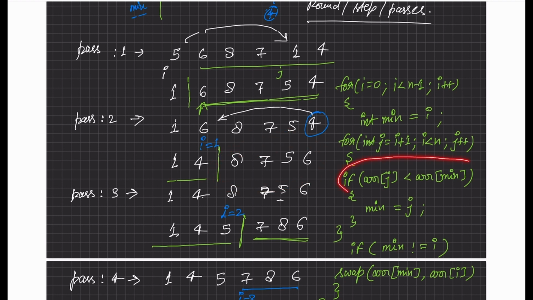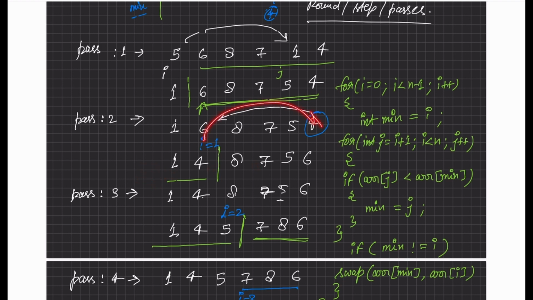We are going to check whether ARR of J is less than ARR of minimum. If ARR of J is smaller, then we will change the value of minimum to J. Then if this condition is satisfied, we will swap the element. Here you can see that 4 is smaller than this element, so we will swap this element with this. The result after the second pass is 1 4 8 7 5 6.